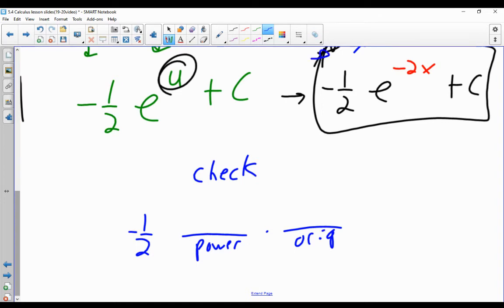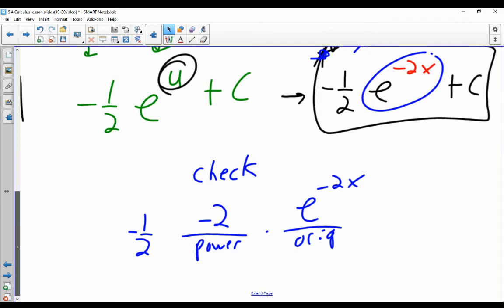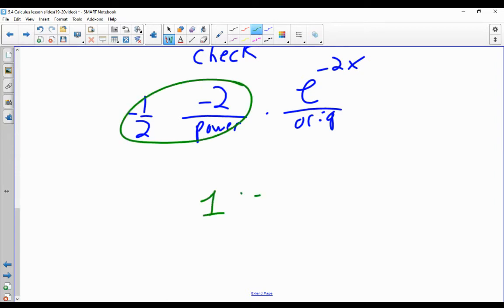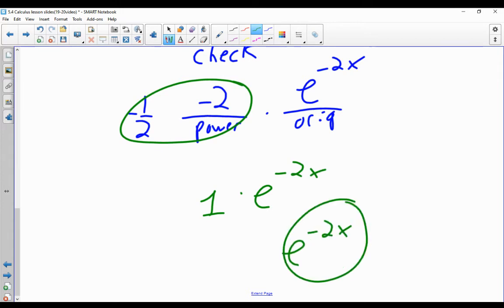So, look at your answer, take the power, which is negative 2x, and derive it, and the derivative is negative 2. The original, in this case, is e to the negative 2x, and then multiply away. First, you'll take the negative 1/2 times negative 2. Simplify that, and that just gives you positive 1. And then multiply that by e to the negative 2x, which just gives you e to the negative 2x dx. Or in other words, this is the derivative of x.